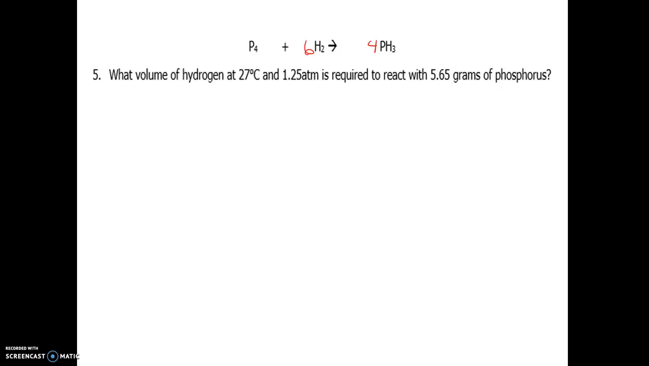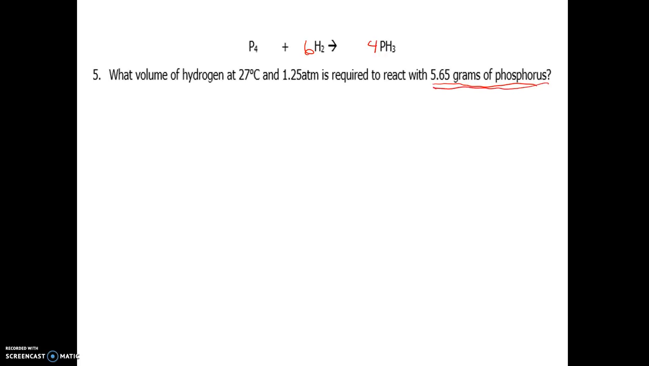So we add a 6, and now we're all balanced. And so our question, what volume of hydrogen at 27 degrees Celsius and 1.25 atm is required to react with our 5.65 grams of phosphorus? Now, when we go through, hopefully one of the things that we notice is the fact that we're starting off with a gram value of phosphorus, but we're asked about hydrogen.